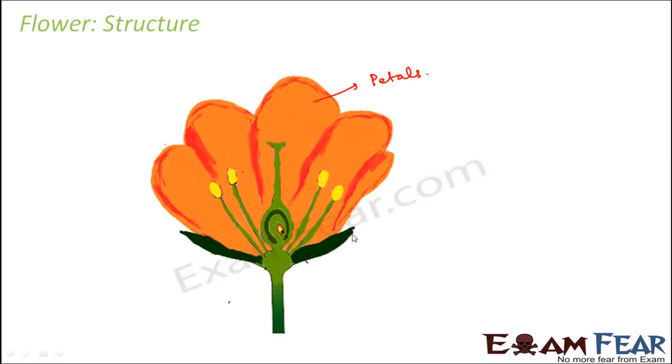Just below the petals you would see small leaf-like structures which are green in color. These are known as sepals. There is a stalk which holds the flower, also known as the pedicel. This stalk terminates into a swollen structure like this, and this swollen structure is known as the thalamus.